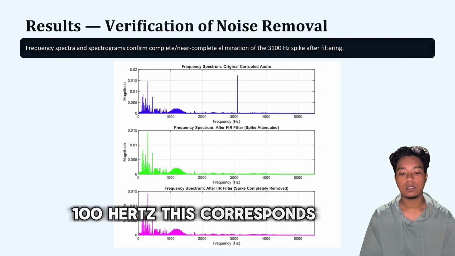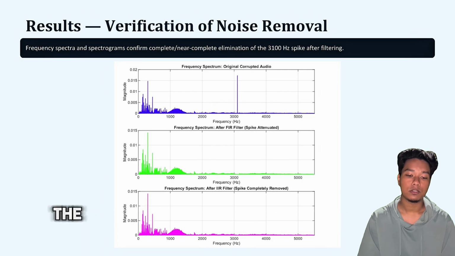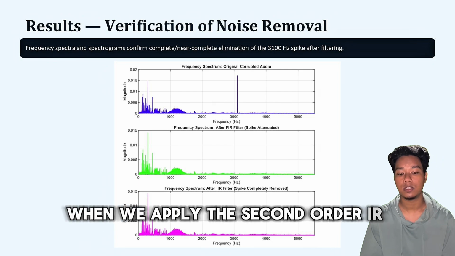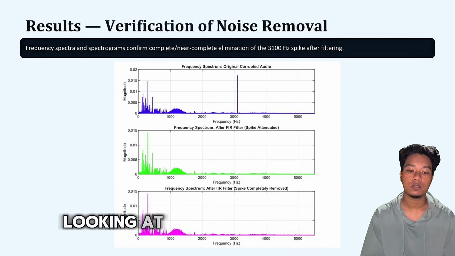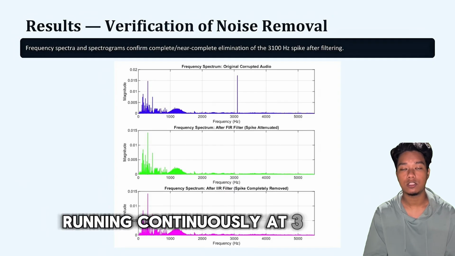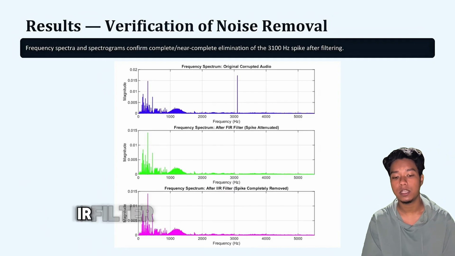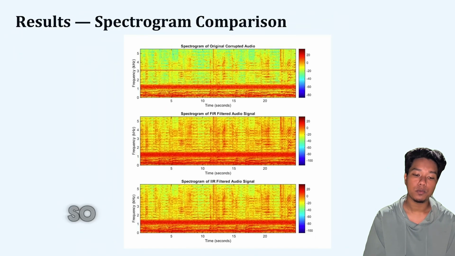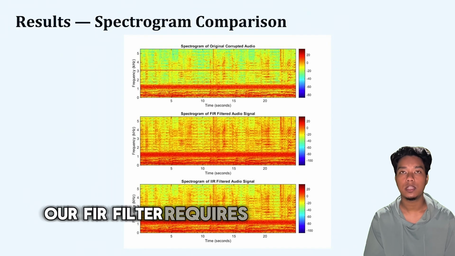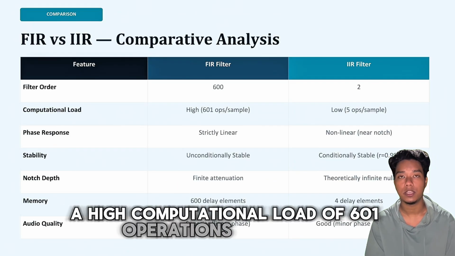The true verification of our success comes from the frequency spectra and spectrogram comparisons. In the original frequency spectrum, you can see a massive sharp noise spike standing high above the music at 3100 Hz. This corresponds to the continuous high-pitched whistle heard in the track. Once we apply the FIR filter, that dominant spike is drastically attenuated. When we apply the second order IIR filter, the spike is completely eliminated. Looking at the spectrograms below, we see a distinct solid horizontal noise line running continuously at 3 kHz in the original audio. It completely disappears in both the FIR and IIR filter outputs, leaving a clean musical spectrum.